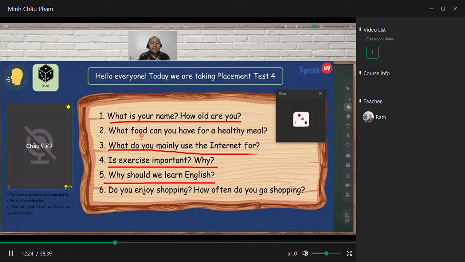Oh, can we click it again, please? All right, so the last question is question number 6. So, do you enjoy shopping and how often do you go shopping?